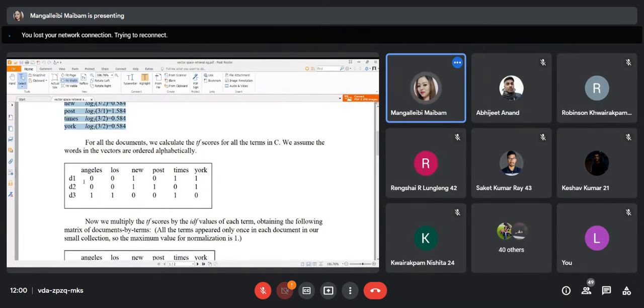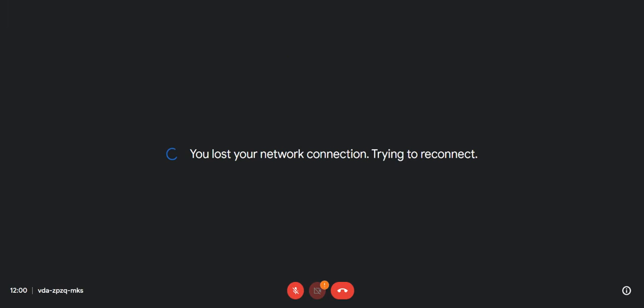If the term is present, it is represented by 1. If the term is not present, it is represented by 0. That table is here, a similar table. And after that, what do we have here?